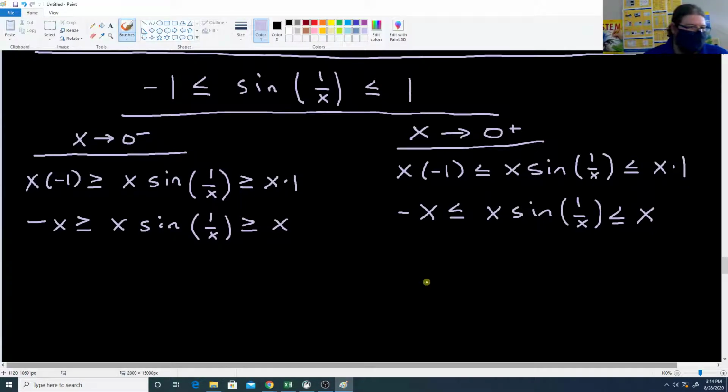Okay, so let's try to put these together. There's a couple ways to do this. Let me think. So if x is negative, minus a negative x, okay, basically here's what we need. We need something.